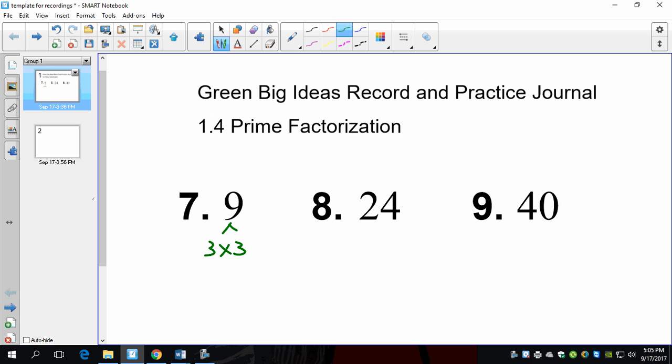Keeping in mind, we don't use 1 and we don't use the number itself. So you don't want to put down 9 times 1. You just want to do what two numbers multiply to get you to 9. So the prime factorization of 9 would be 3 times 3.